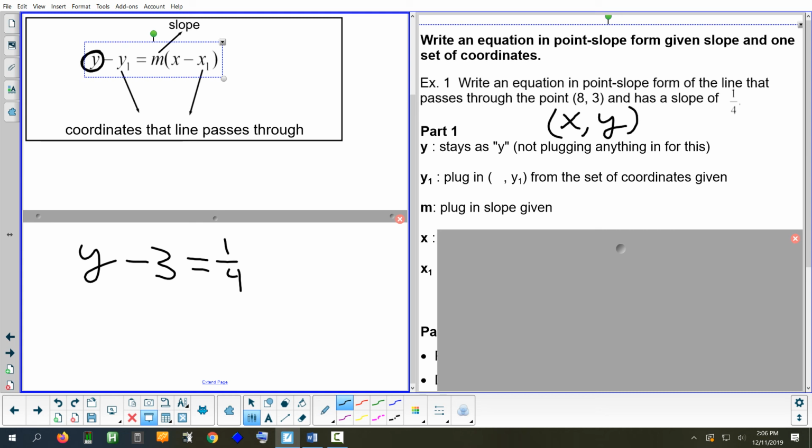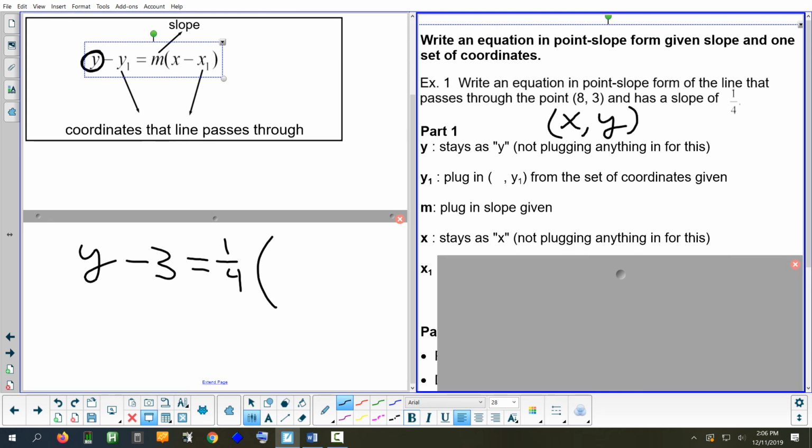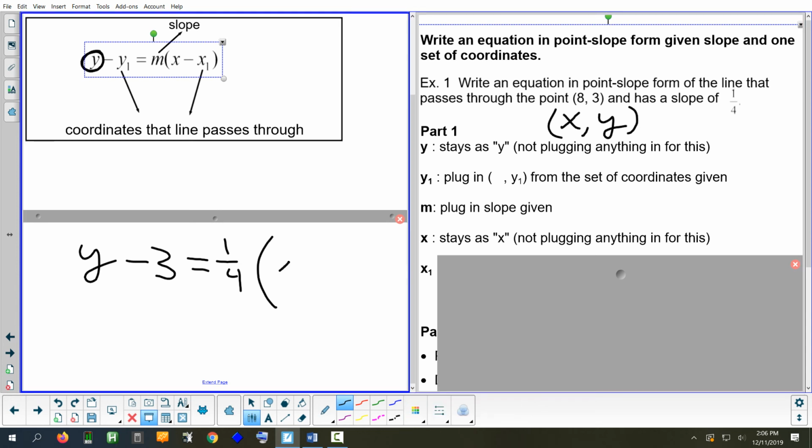What comes right after the m? Look at the formula. Right after it. Parentheses. Put that. What comes after the parenthesis? X. Let's read the directions for x. X stays as x. You're not plugging anything in for that. So x stays as x.